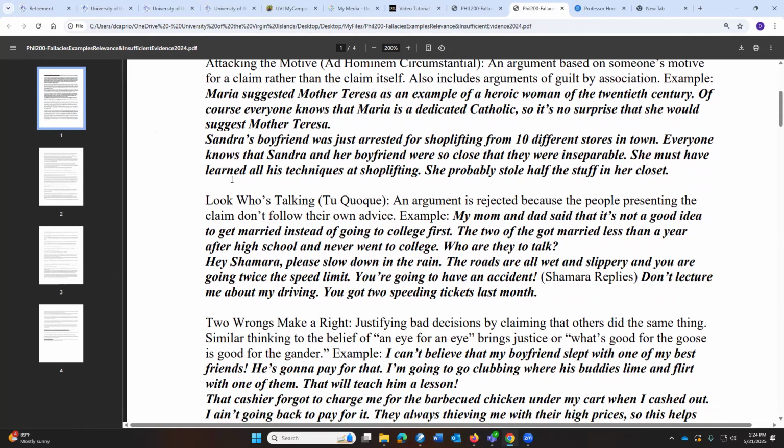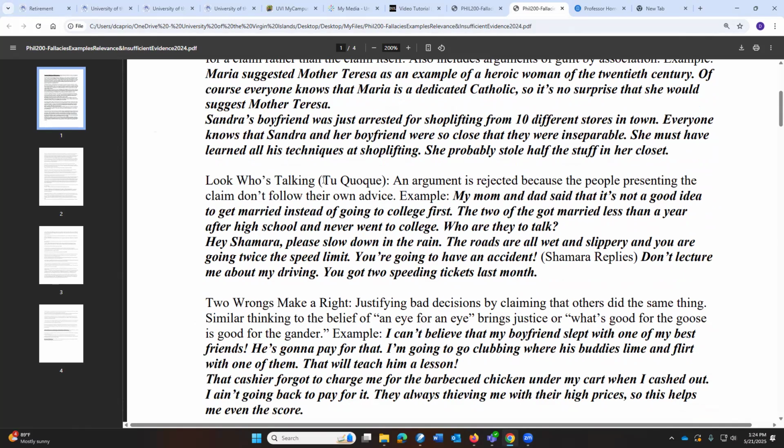The next one, look who's talking, right? Or as we say it in Latin, tu quoque. So this is an argument that is made because the people presenting the claim don't follow their own advice. Okay? Just because you don't do what you say doesn't necessarily mean the advice itself isn't good.